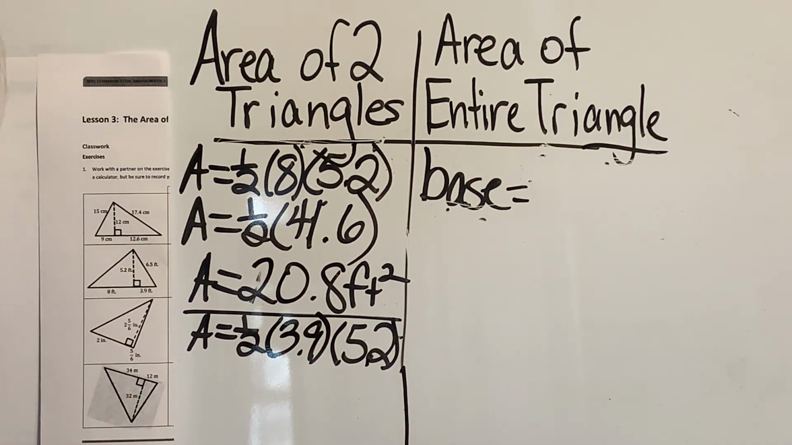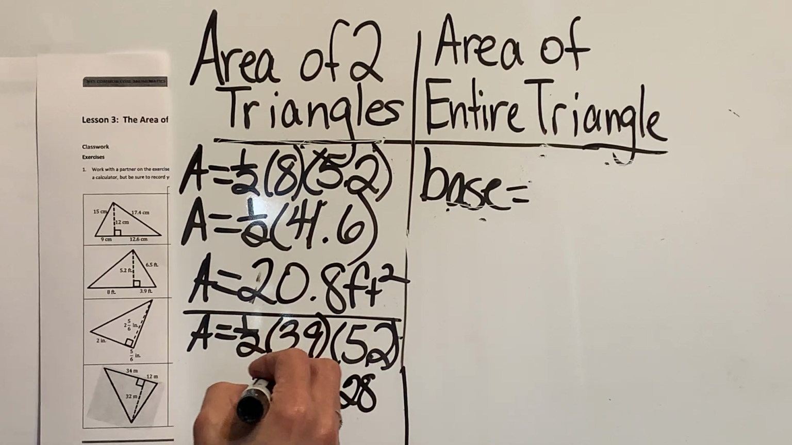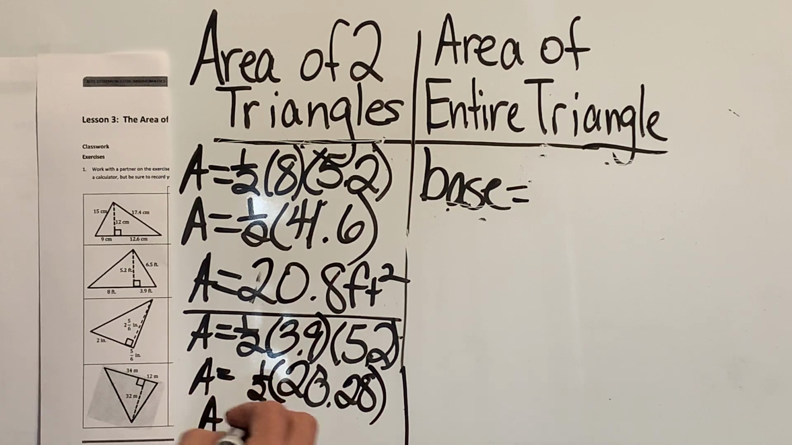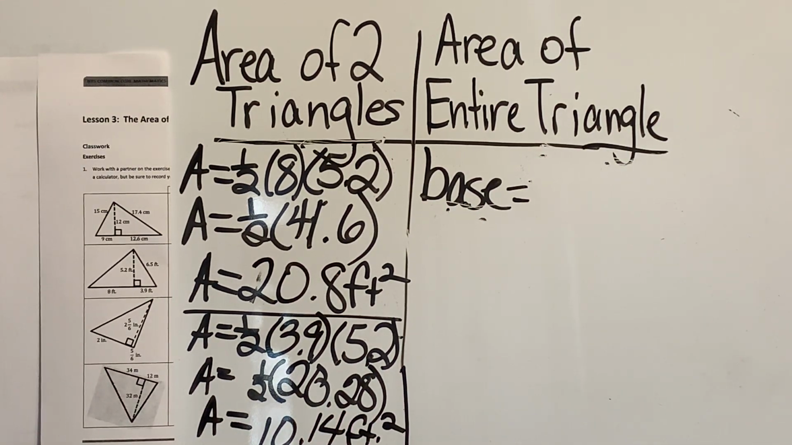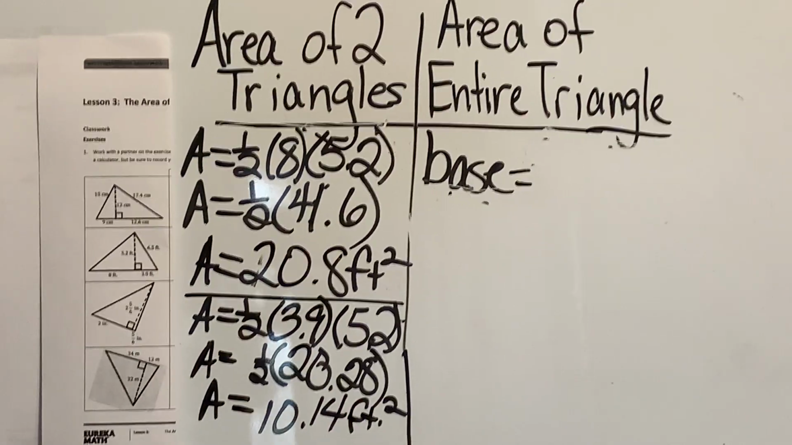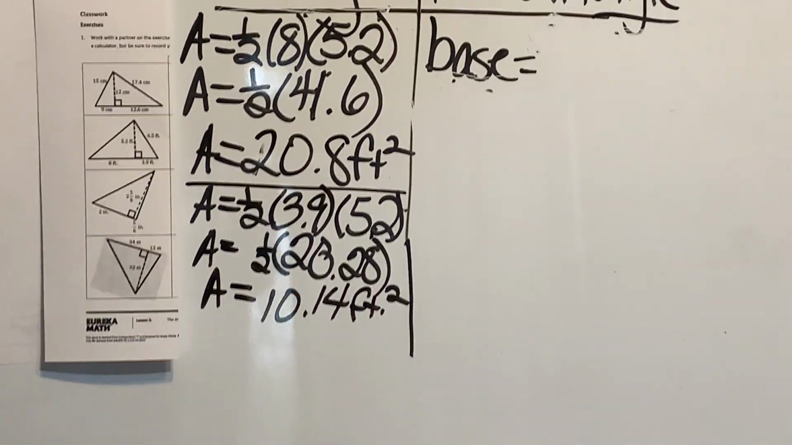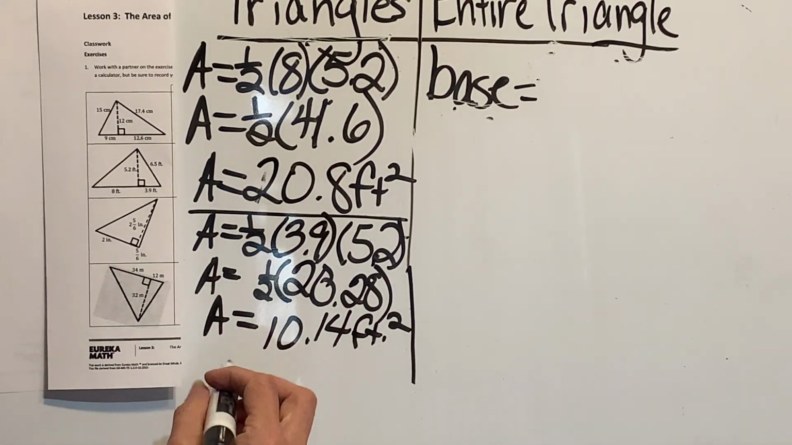So we've got 3.9 times 5.2, which would give us 20.28, and we need half of that to get the area. So the area would equal 10.14 feet squared. All right, so that gives us the area of both of the smaller triangles, but now we have to put that together to get the area of the whole thing.